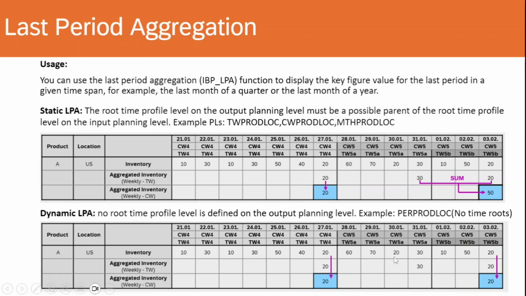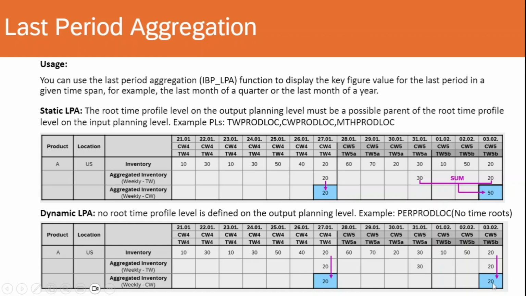The same way, technical week 5A will have 30, and technical week 5B will have 20 as last period aggregated values. Now the same way, if you aggregate it to a calendar week level, what would happen? It would again apply the last period aggregation on a day level. So the last day of a week is equal to 20, right? That's the quantity for technical week 4 or calendar week 4. And the same way, calendar week 5 has the last day as 3rd of February, and that would be considered as the last period value. So that's what it displays.